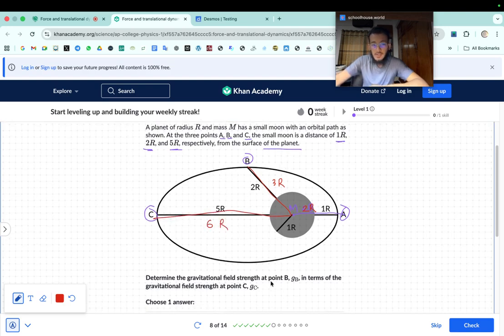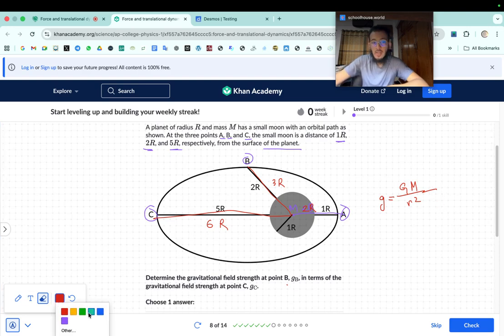And they're asking us to determine the gravitational field strength at point B. Gravitational field strength g equals GM over r squared, where M is the mass of the planet. Gravitational field strength tells you the force you experience per unit mass, so we don't have the small m in the numerator. It gets cancelled out, because per unit means we divide by m, and hence this is the formula for g. And they're asking for gB in terms of the gravitational field strength at gC.